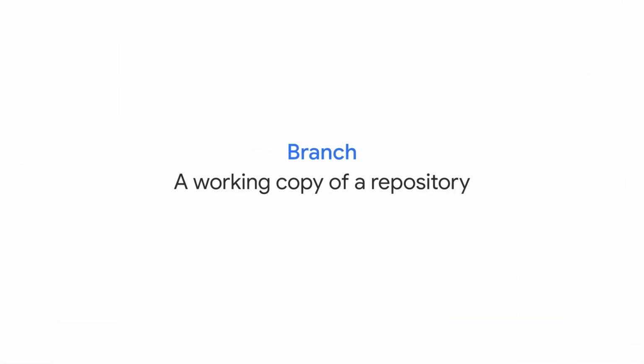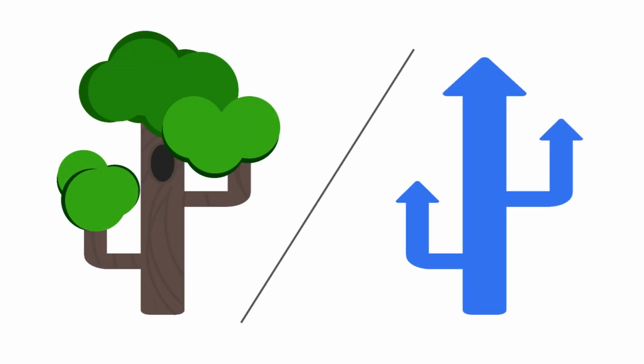In a repository, developers make all changes to a project in branches. A branch is a working copy of a repository. Like a tree branch that splits off the trunk, a branch in version control splits off the main project code. This allows the branch to grow in its own way and form an independent development path.